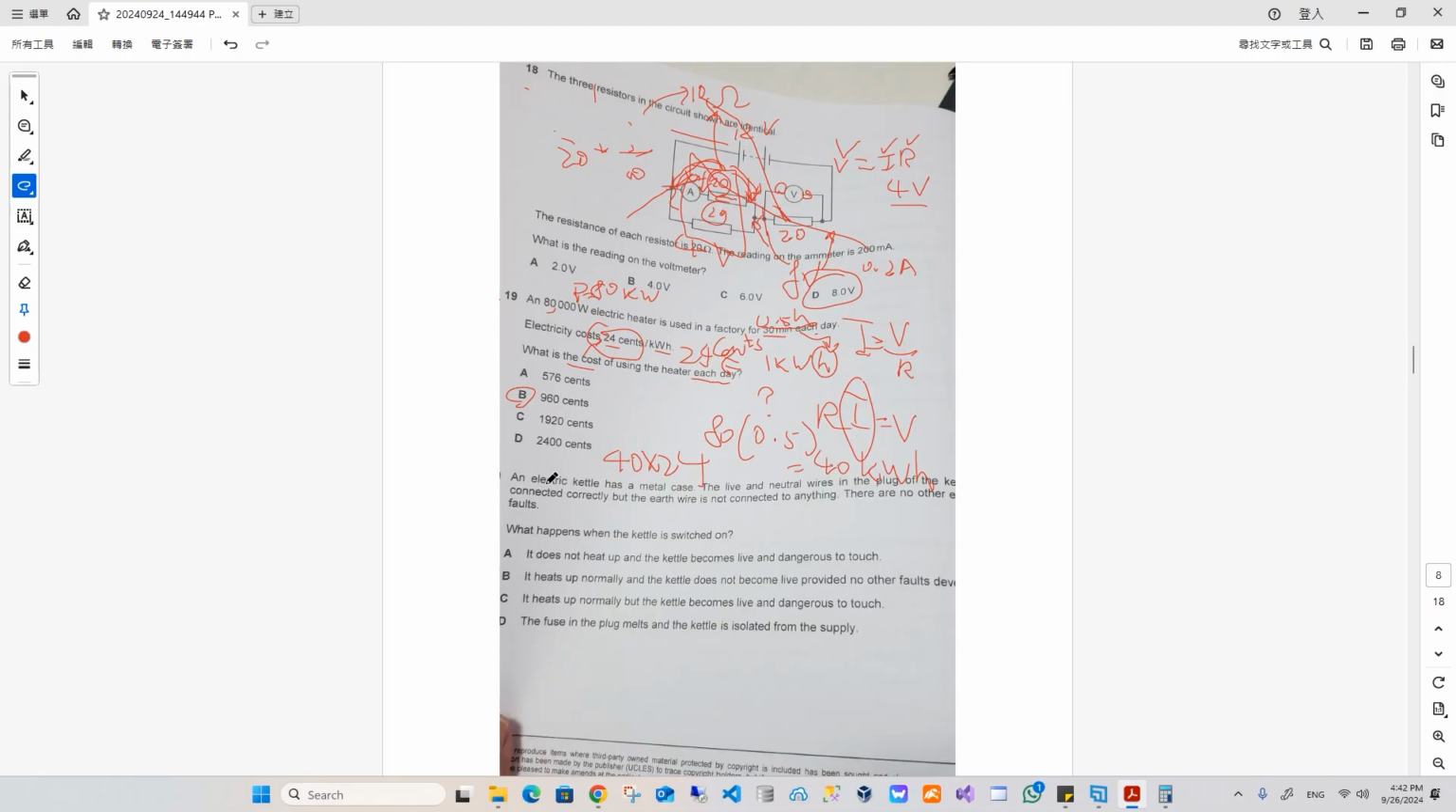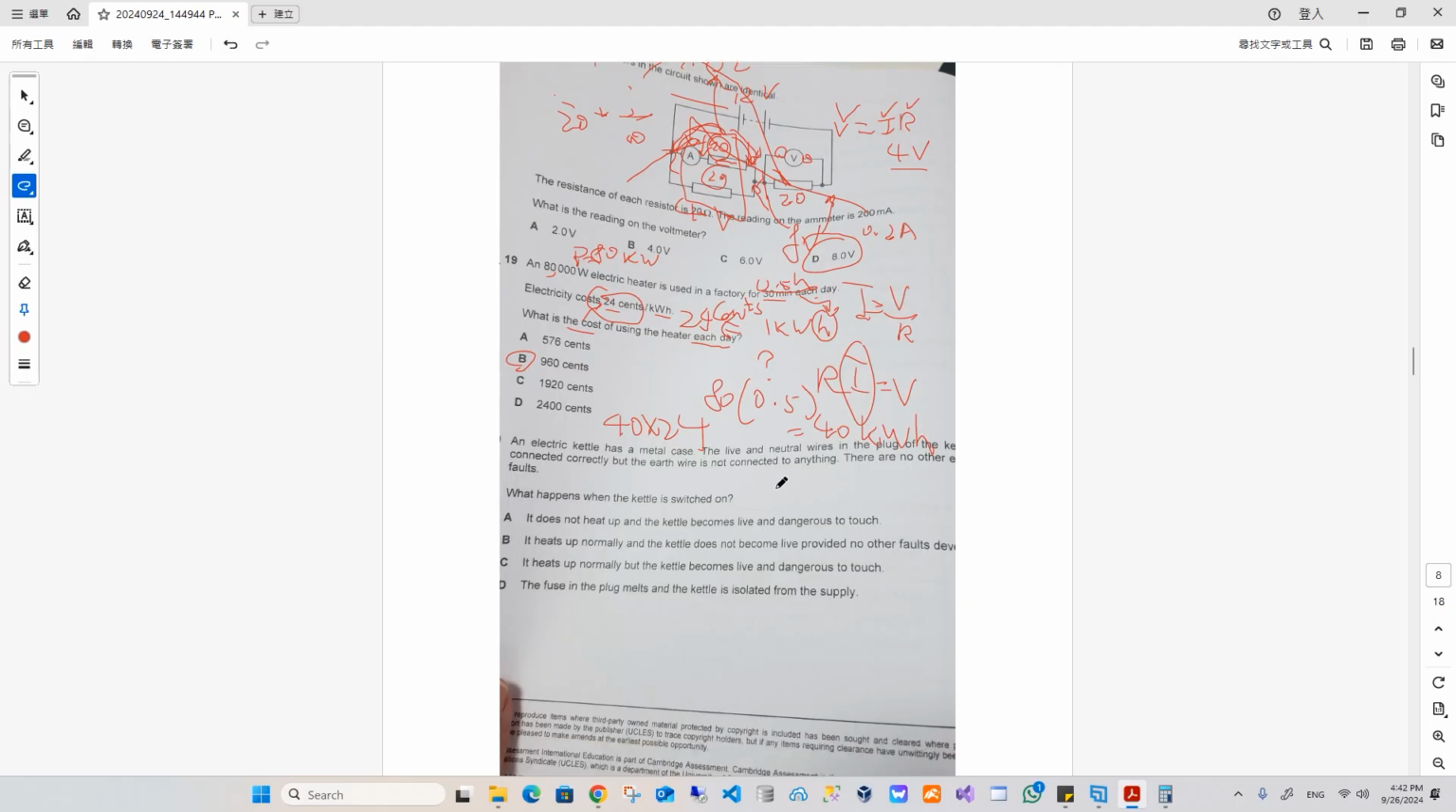Okay, question 20. An electric kettle has a metal case. The live and neutral wires plugged into the kettle are connected correctly, but the earth wire is not connected to anything. There are no other electrical faults. What happens when the kettle is switched on?